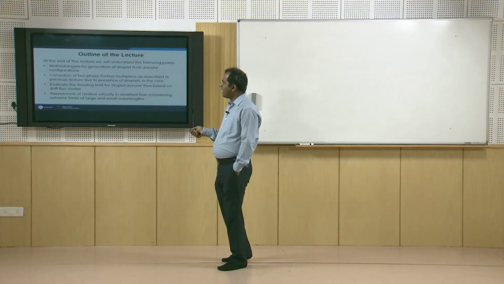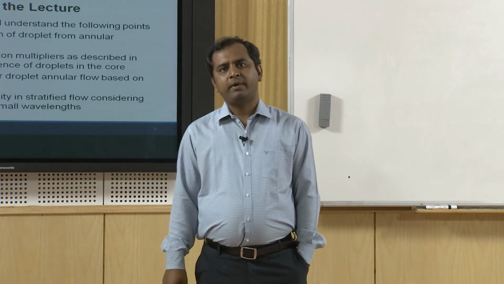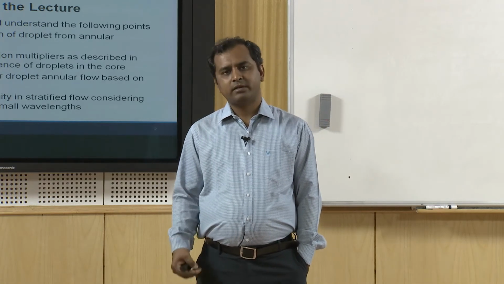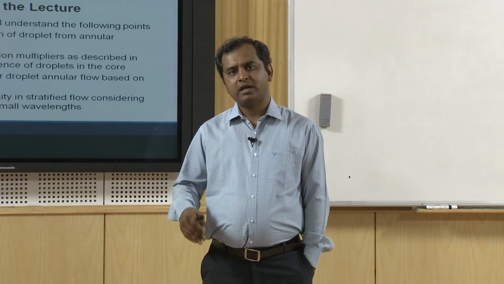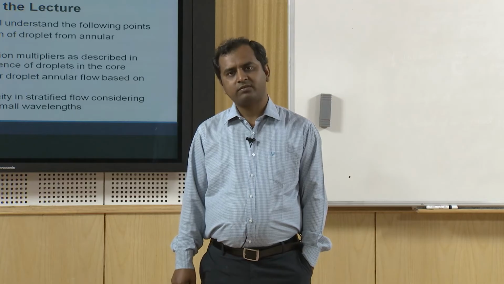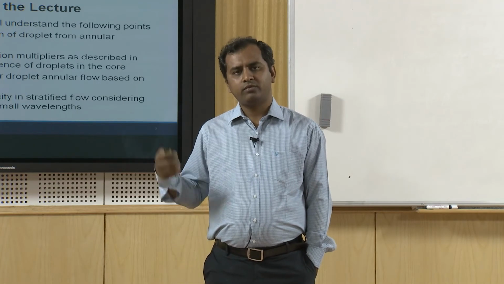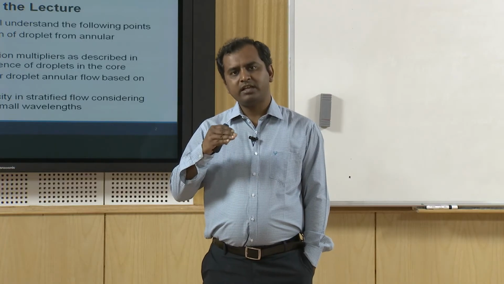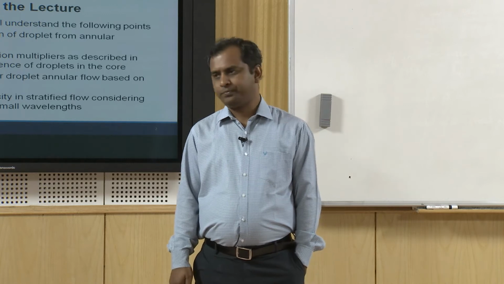We will also be evaluating the flooding limit for droplet annular flow based on the reflux model. So, we know that there will be flooding by the gaseous phase whenever there is very high velocity of the gas. In the extreme upward direction, whenever droplets are flowing inside the pipe, you will find that flooding can occur. So, we will find what is the limit beyond which flooding can occur from the droplet flow.